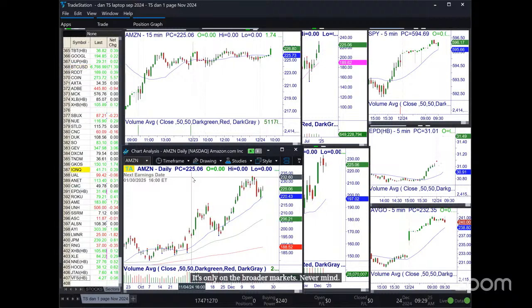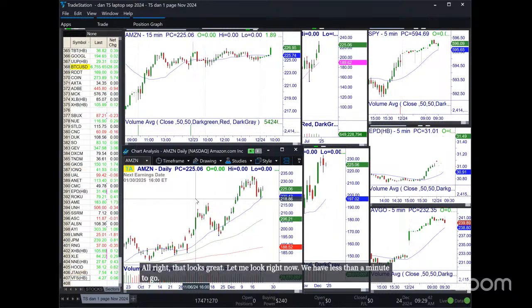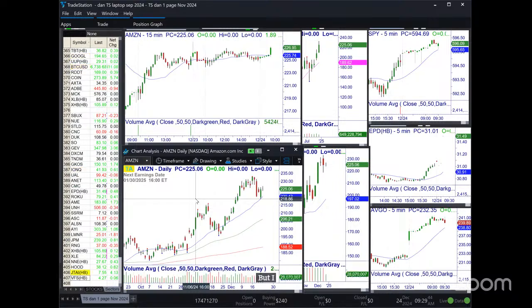Amazon's a nice 15-minute chart with a gap reversal Friday. I like this. Let's watch for a put spread. All right, that looks great. Let me look right now, the 220s. We have less than a minute to go, but I am done. Amazon 220s. And this is even with their strikes. So what does that tell you about the strikes from those Teamsters?